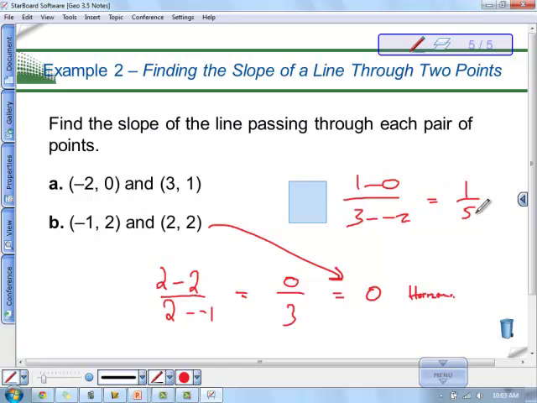And part 1a had a slope of 1/5, which means it goes up 1 over 5, so the slope will be pretty narrow. It only goes up 1 for every run of 5. So it's not a very steep line.